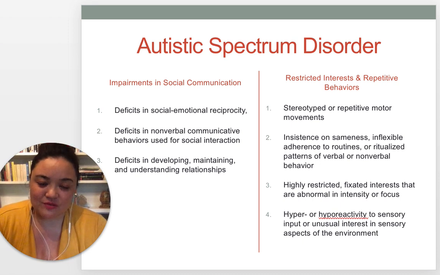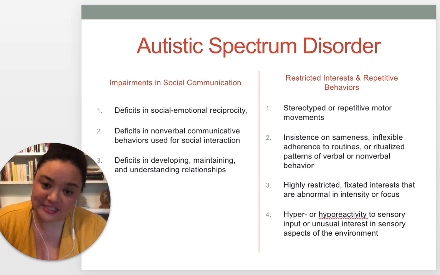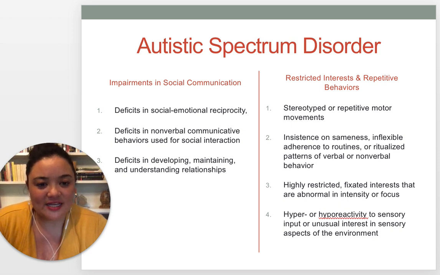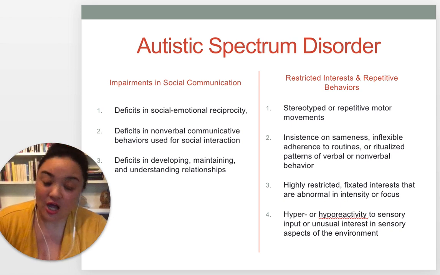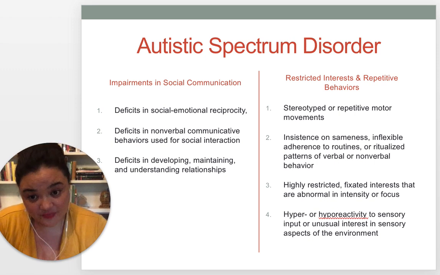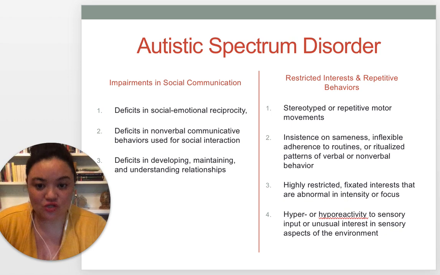And individuals must demonstrate difficulties in 2 out of these 4, right? At least 2 out of the 4. It could be more. All right. So, for restricted interest and repetitive behaviors, it can look like stereotyped or repetitive motor movements. So, for those of you who have worked with individuals with autism, you may have heard the term stereotypy or stimming behavior, self-stimulatory behavior. So that would fall under this category, right? So repetitive motor mannerisms or movements.